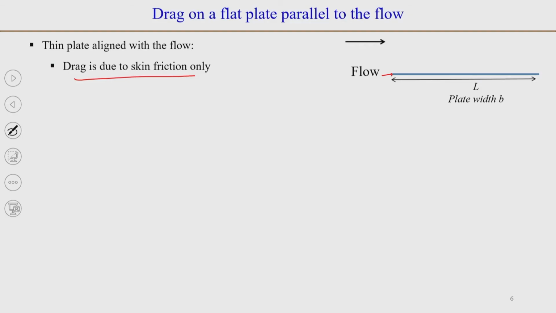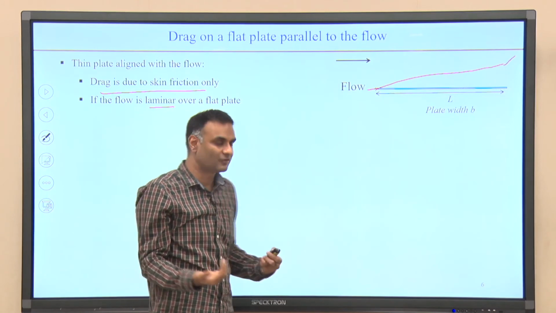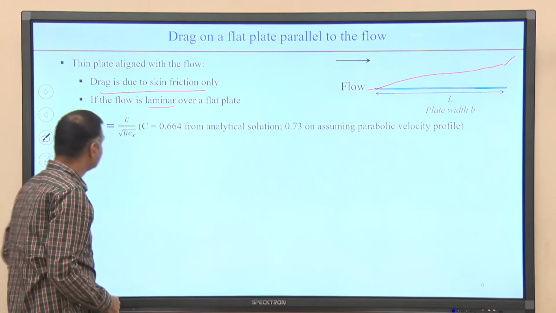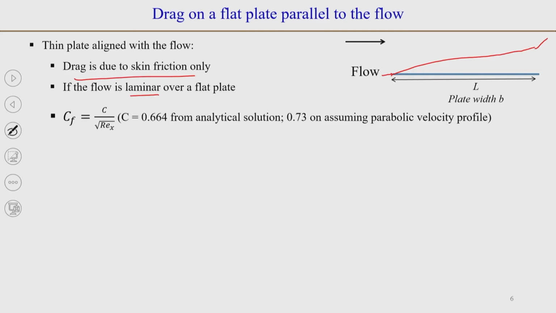So, we know that when we have a flat plate, then you will have a boundary layer developing into it and then it becomes turbulent. So, what we will consider here is that the flow over the flat plate is laminar, because we know the solution for laminar flow over a flat plate. We looked at it in the last class and we obtained the relationship for CF the other day, and CF is defined as tau w by half rho u infinity squared.